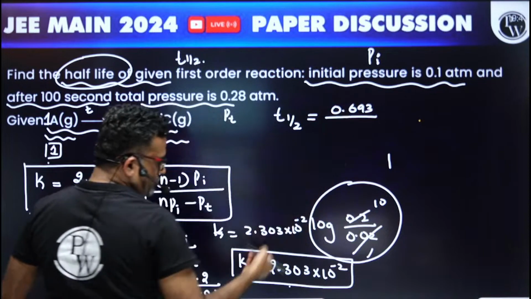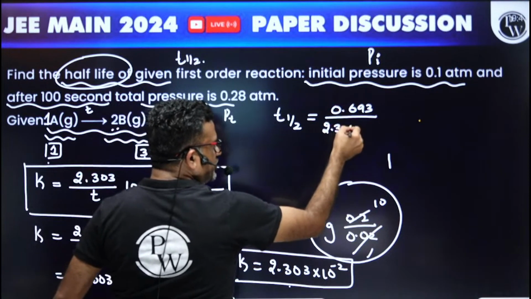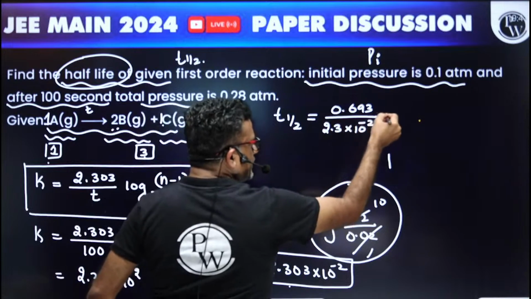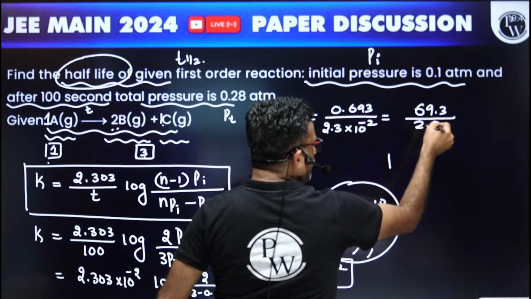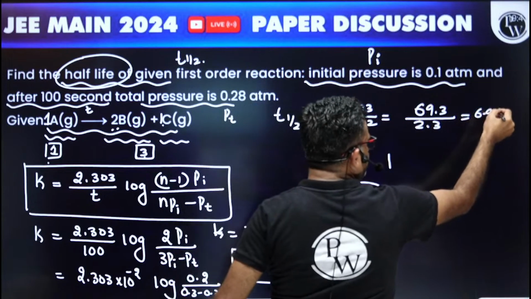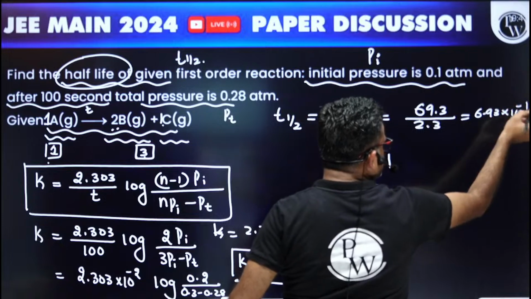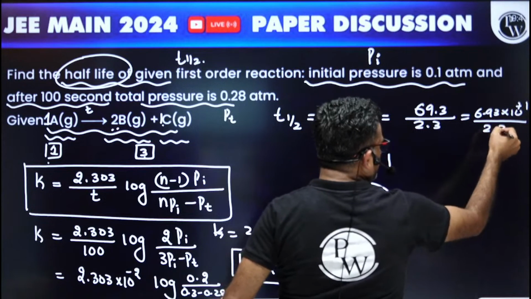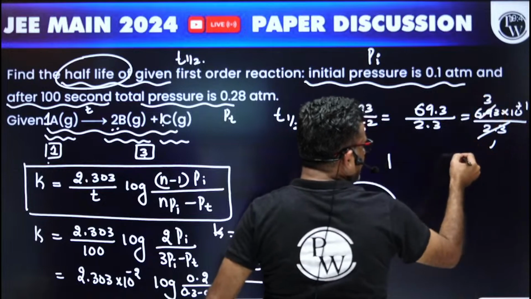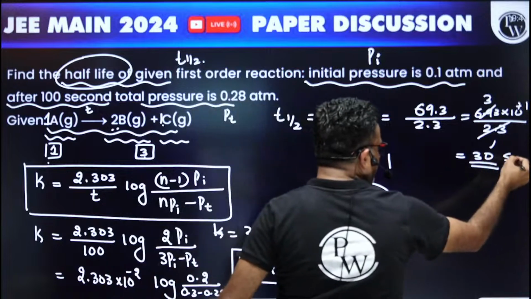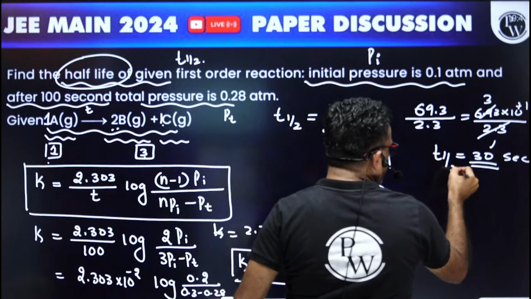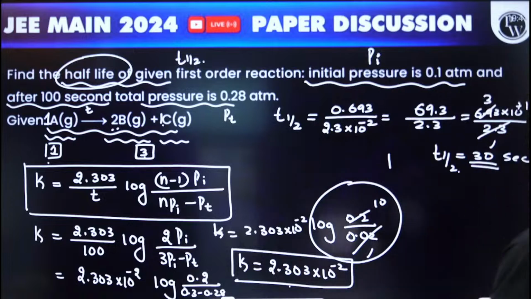0.693 by K. What is K? 2.303 into 10 raised to minus 2. Take the 10 raised to minus 2 up, it becomes 69.3 divided by 2.3. Make it 6.93 into 10 raised to minus 1, sorry, plus 1 divided by 2.3. 2.3 ones are 3s are, 3 into 10, 30. The time is given in seconds. So 30 seconds is your half-life period. Is that clear?